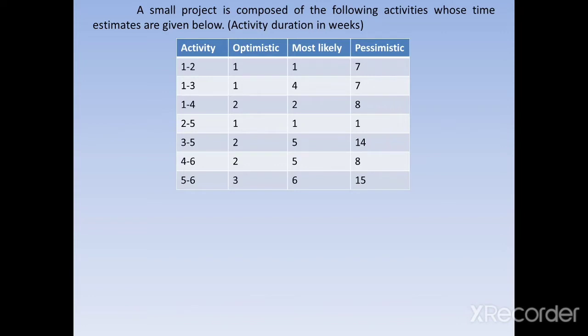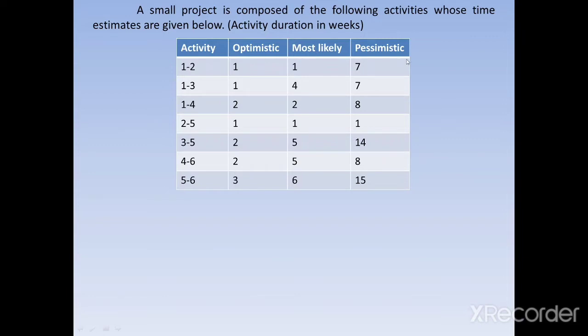So see, this is a simple problem. A small project is composed of the following activities whose time estimates are given below. The activity duration is given in units of weeks. The activities are 1 to 2, with optimistic time 1, most likely 1, pessimistic 7. Like this, time is given for all the activities. The first column indicates the activities: 1 to 2, 1 to 3, 1 to 4, 2 to 5, 3 to 5, 4 to 6, and 5 to 6. These are the activities and the respective time required for their completion.